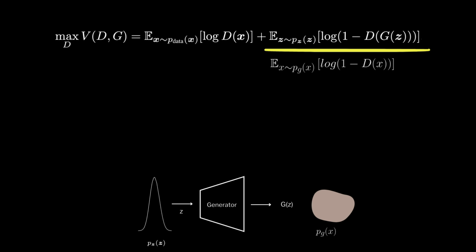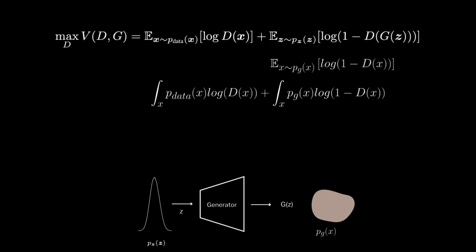All we are doing here is changing the random variable from Z to G of Z. And hence for computing the expectation, instead of using P of Z, we are using the distribution of this new variable, which is the distribution that we get by passing noise sample Z through the generator, which we have termed as P of G. Then rewriting the expectation gives us this.